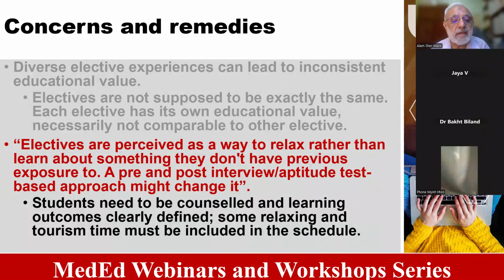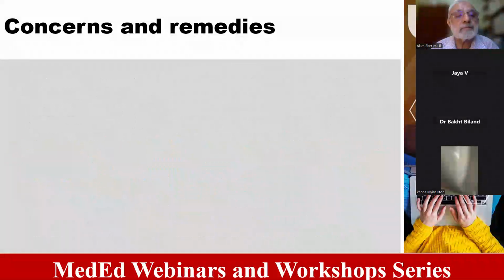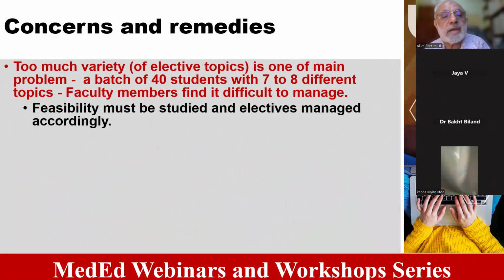However, some relaxing and tourism time must be included in the schedule. So students should be given an opportunity to go around that area, and some time should be given for that. Too much variety of elective topics is one of the main problems. The example given was that there are 40 students and 7 to 8 different topics. Obviously, feasibility must be studied and electives managed accordingly.